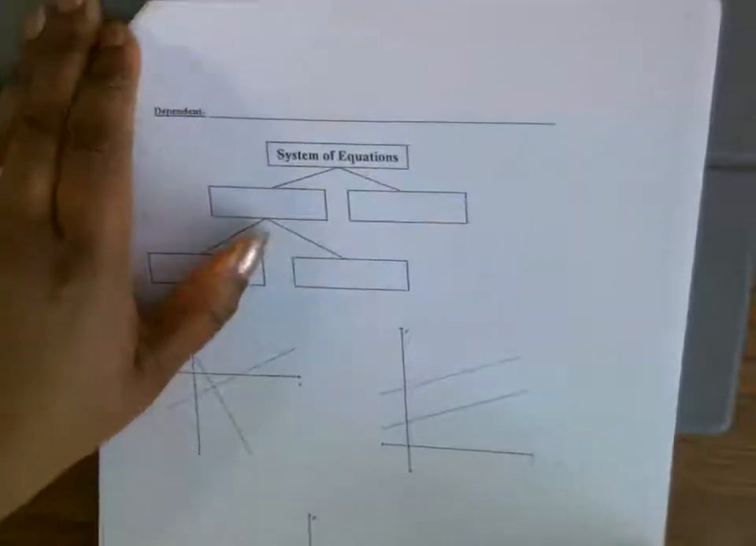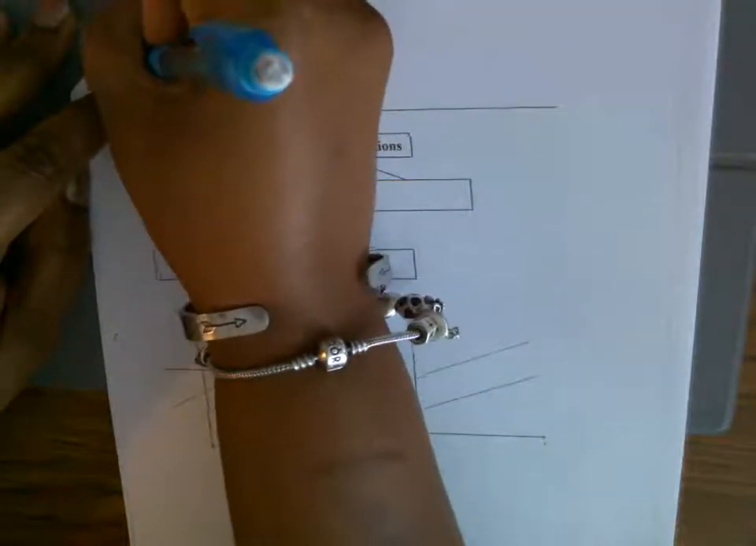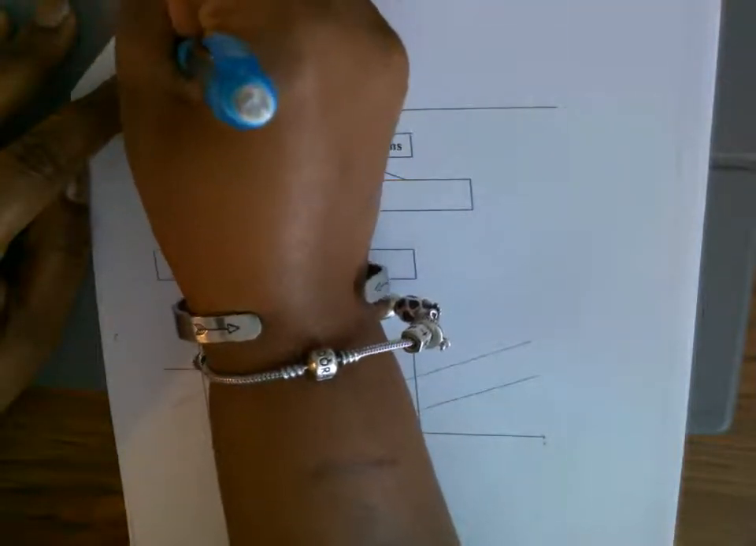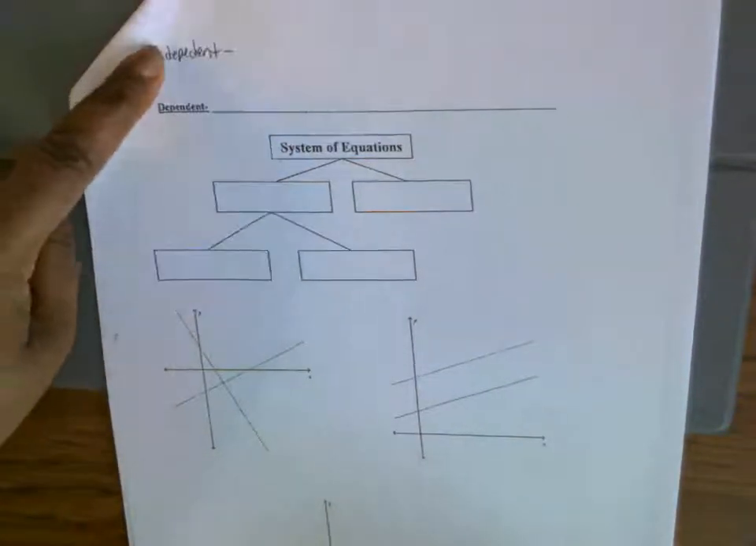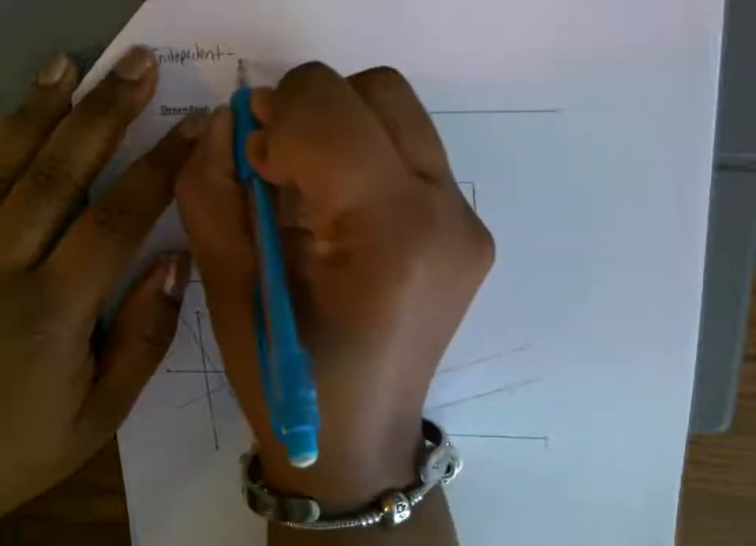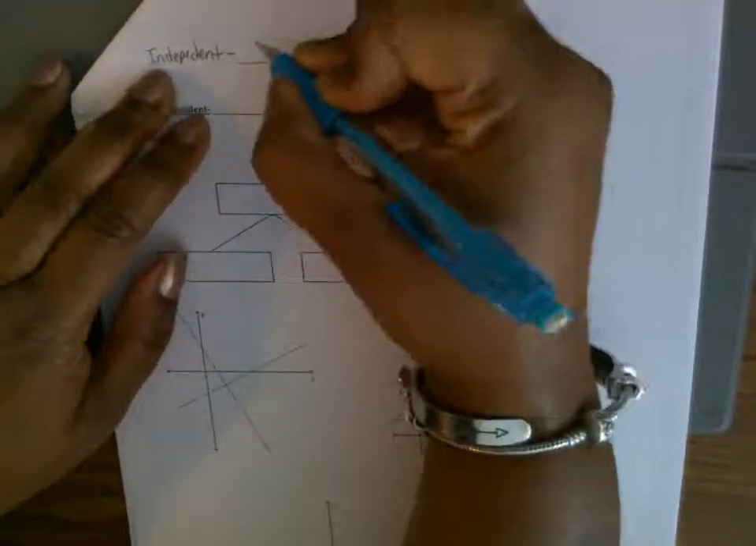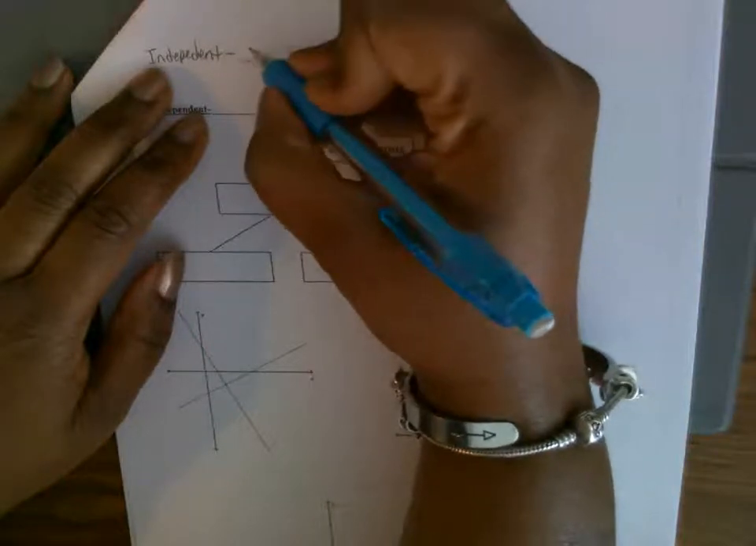All right, two other vocabulary words that you need are independent and dependent. My independent on my page got chopped off, so I'm gonna write independent up here. Independent and dependent. Independent means that the system has only one point that they share. So there is one solution. I'm gonna go ahead and draw a line. So if the system is independent, there is exactly one solution.